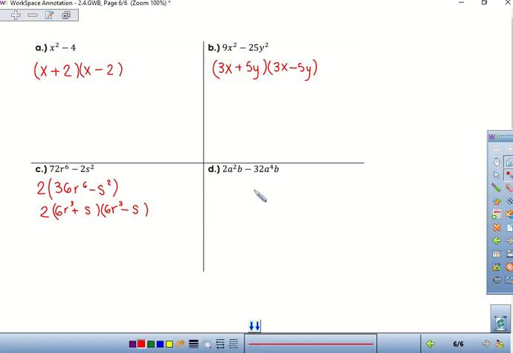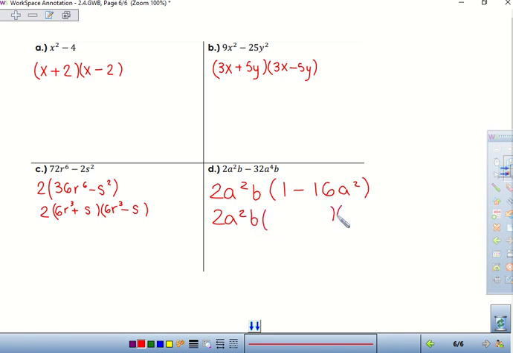And then the last one, once again, I have to take out a GCF first. So that's going to be 2a squared b that I can take out, which leaves me with 1 minus 16a squared. And then this right here is actually the difference of perfect squares, because what is the square root of 1? 1. So this is just going to be 1 here, and then 4a here and here. And the cool thing about this is if you feel like you make a mistake on any of this, you can always check it by just multiplying everything back out.